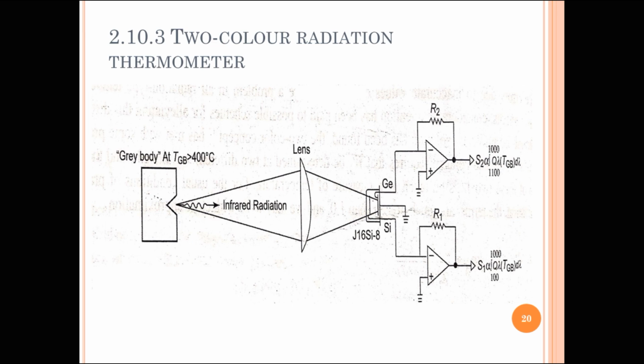Instruments covering the range 800 to 2200 degrees Celsius are available as standard models. A dual solid state detector is available that allows construction of a relatively simple two-color instrument, as shown in this figure.